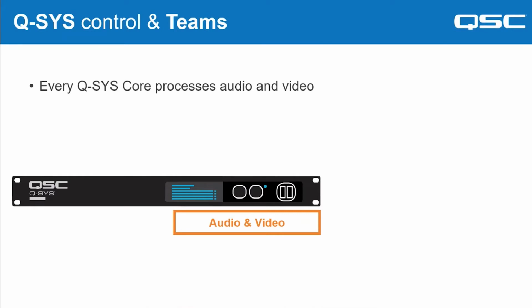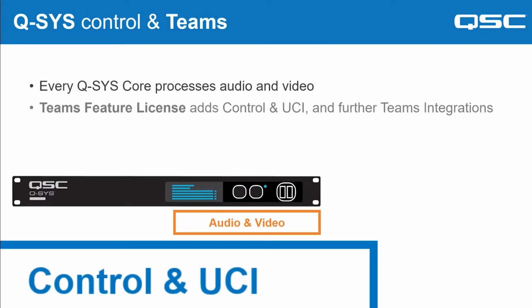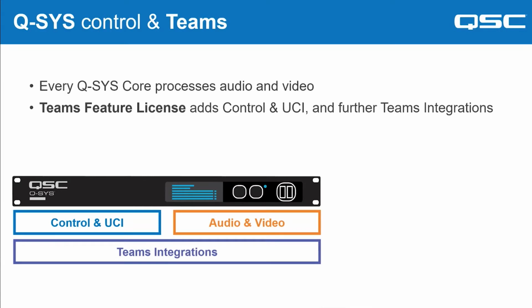We've got a feature license, which is called the Teams feature license, and that adds control scripting functionality and UCI deployment functionality, which you can also get as 2 separate licenses if you want. And this is going to unlock many further Teams integrations, as well as unlocking a full, extremely powerful control system without any additional hardware, which is really important.